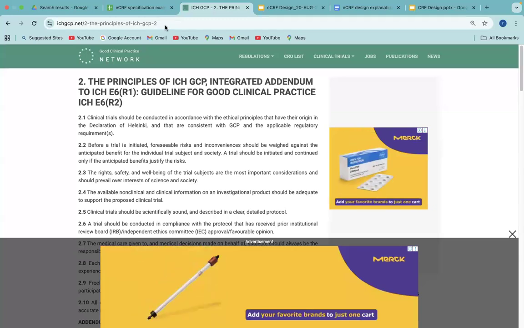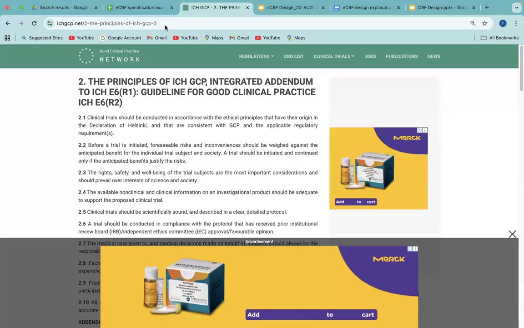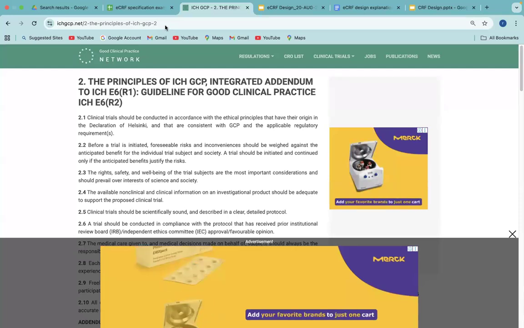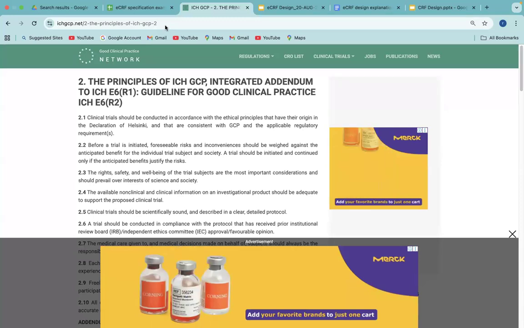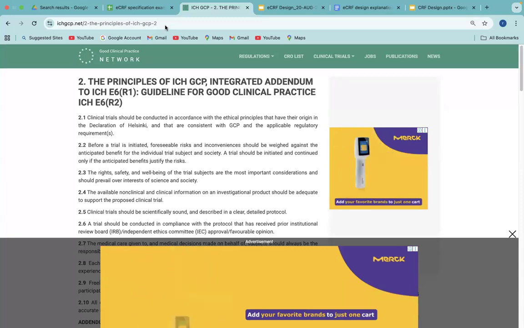Okay, clinical trials should be conducted in accordance with the ethical principles that have their origin in the Declaration of Helsinki. Guys, read about the Declaration of Helsinki. So, what are the tragedies that happened? There were many tragedies that happened way back in the 1970s, 1960s, 50s, 40s. So, during that time, they took a decision at Helsinki, stating that everyone has to follow the people's safety, rights and well-being. So any clinical trial that you do should have its origins in the Declaration of Helsinki.